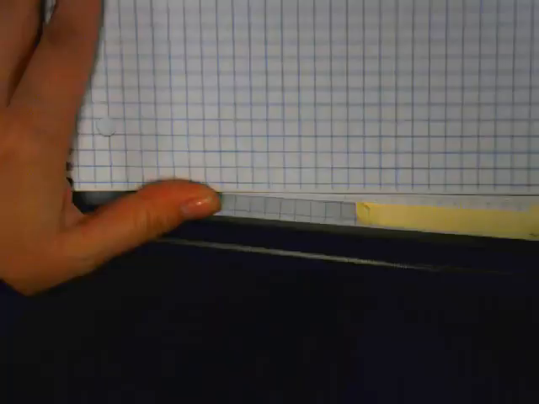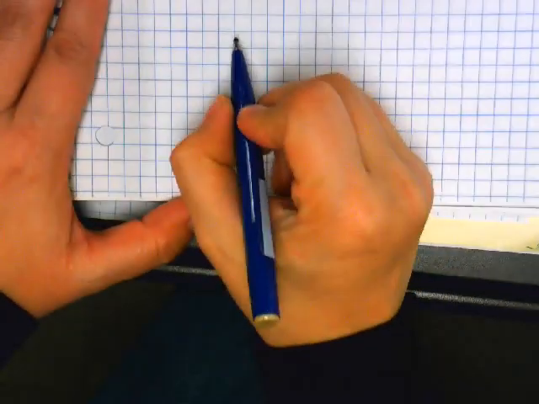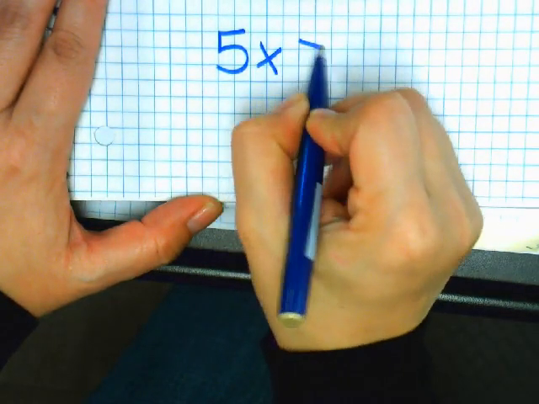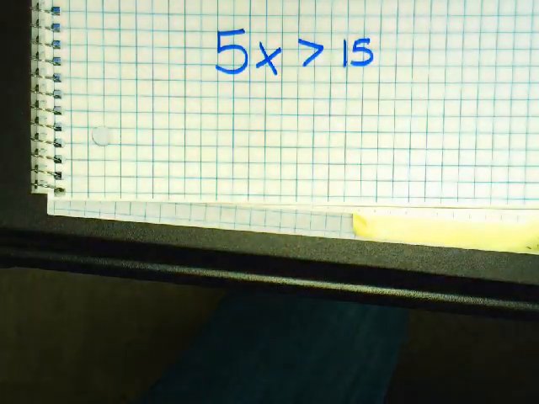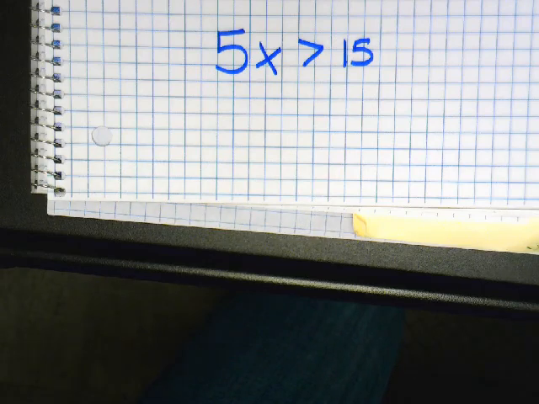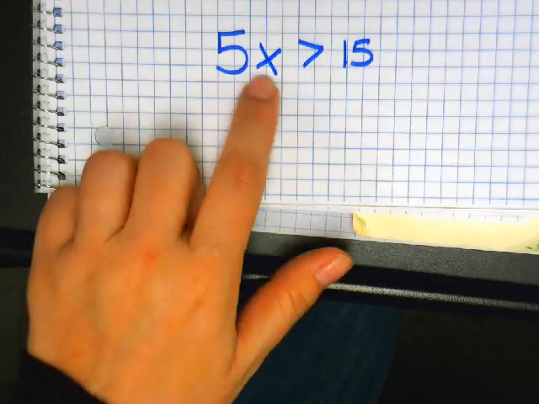All right. What if I give you... So we divide by the number that's attached to the x. Because we want to break it up. We want to break it up. So we have 5x.